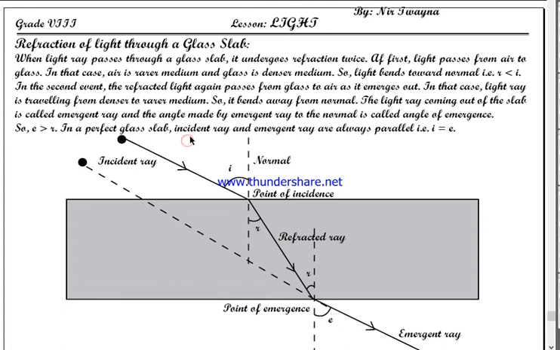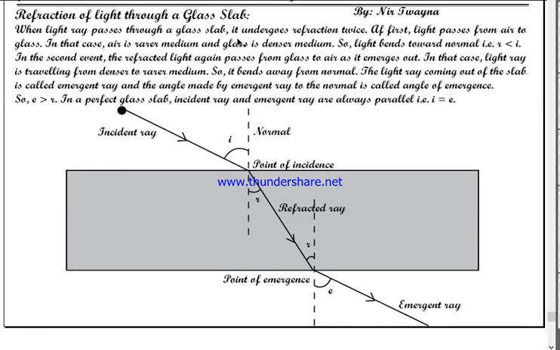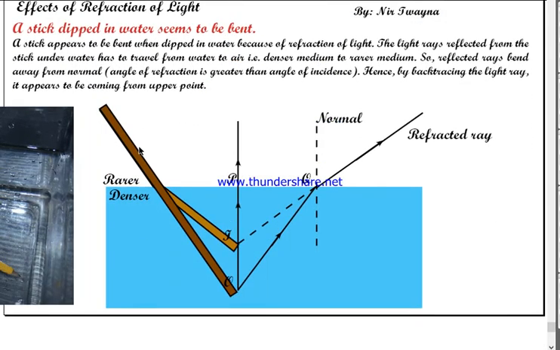In a perfect glass slab, the incident ray and emergent ray are always parallel. The angle of emergence and angle of incidence must be equal, so that the incident ray and emergent ray are parallel to each other. Understood? Okay, now you need to draw this much. Write this note and then draw this much. If the question asked is to explain the refraction of light through a glass slab, then you have to give both: a description as well as a diagram. Okay, now let's go to the next question.